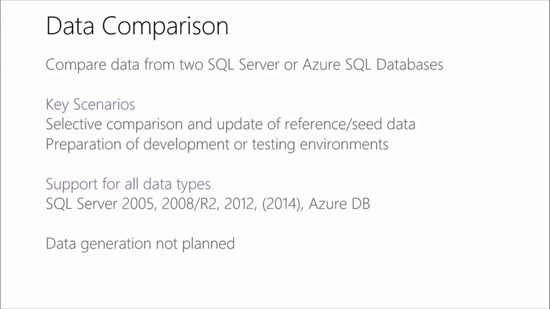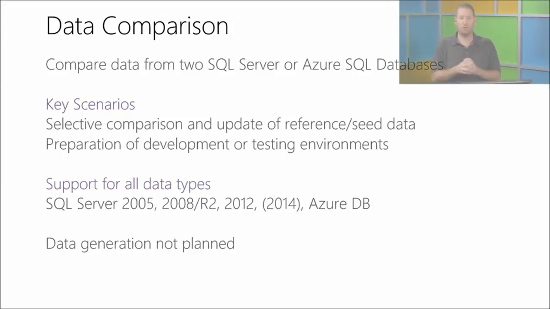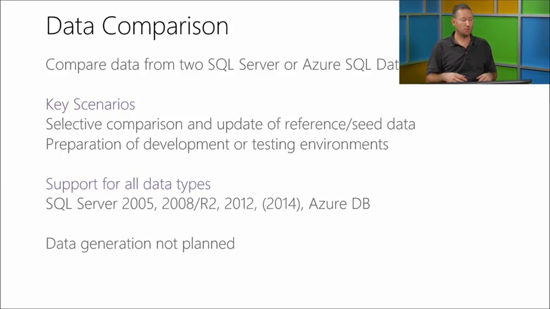And data comparison is a great tool for selective comparisons of small and medium-sized data sets. And it not only will compare those data sets, but will also make the requisite changes to bring the compared data set up to the same sort of stamp. It'll basically drive differences both directions, and you can end up with two identical data sets. So it supports all data types, 2005 and up, and the entire product stream that we've talked about has this same server support matrix.